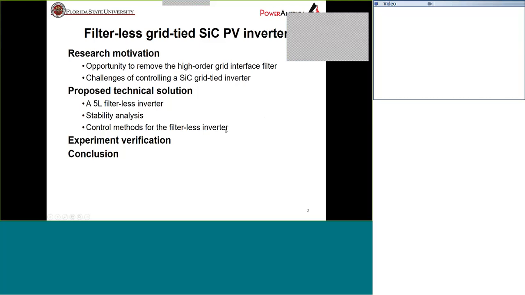Okay, thank you, Rogelio, and thanks everyone for being here. Today I'm going to talk about the filterless grid-tied silicon carbide PV inverter. First, I'm going to share why we want to remove the output filter of a grid-tied PV inverter. Second, I will show a topology and some prototypes we have made, and I will share some issues and two methods for how we solve these issues. And finally, I will show some waveforms that show the results of those methods.